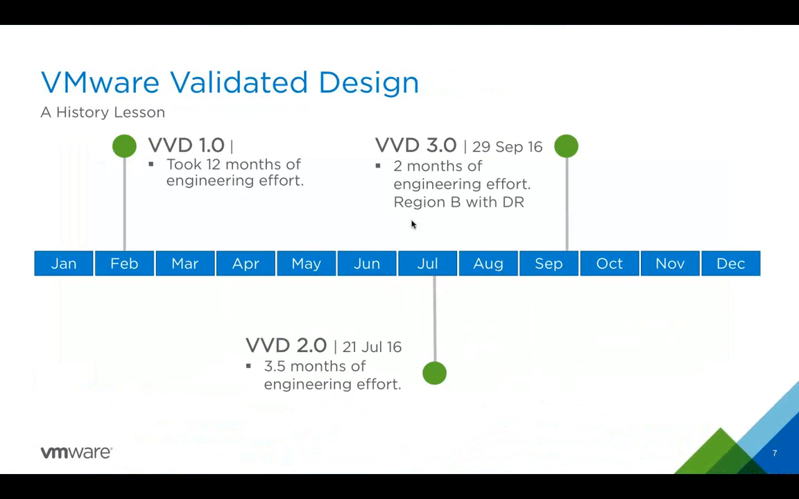Then we started the process to do VVD 3.0, and that came 2 months of engineering work later. And we added dual region support. We had dual region support in the first one, but we had to make some changes in 2.0. In 3.0, we brought dual region support back. So think of New York and Los Angeles, or San Francisco and LA. In fact, San Francisco and LA are seen in our documentation as examples. And we added disaster recovery between the two sites again. That took us about 2 months of engineering effort. We're starting to shorten the cycle because we've done the heavy lifting up front.